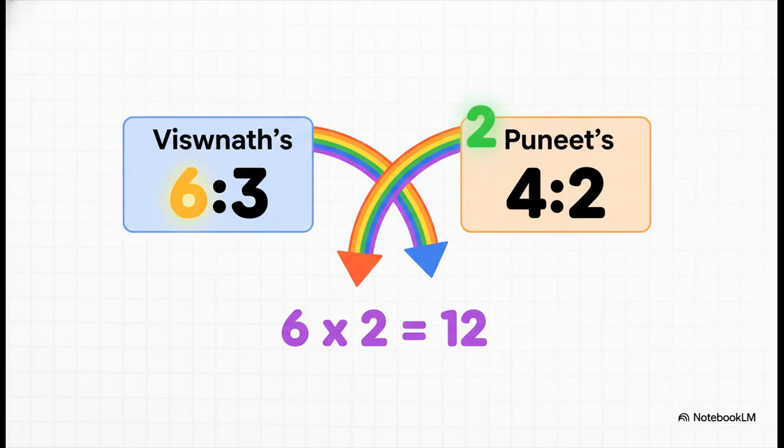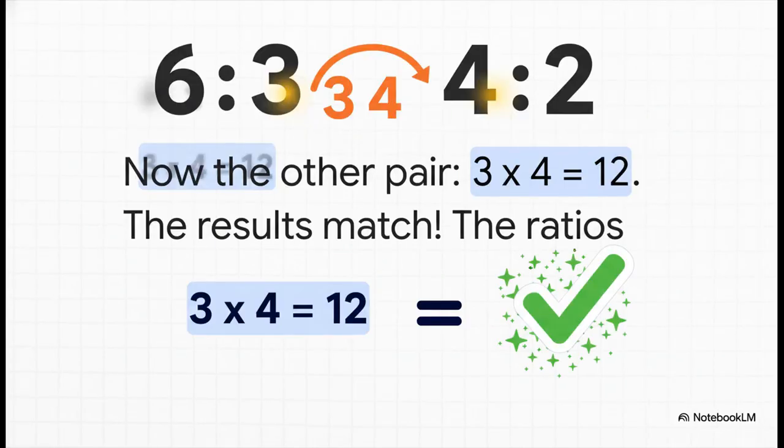So first, we'll take the first number from Vishwanath's ratio, that's the 6, and we multiply it by the second number from Puneeth's ratio, which is 2. And what do we get? 6 times 2 equals 12. Simple enough, right? Okay, now for the other pair. We take Vishwanath's second number, the 3, and multiply it by Puneeth's first number, the 4. And what do you know? 3 times 4 is also 12.